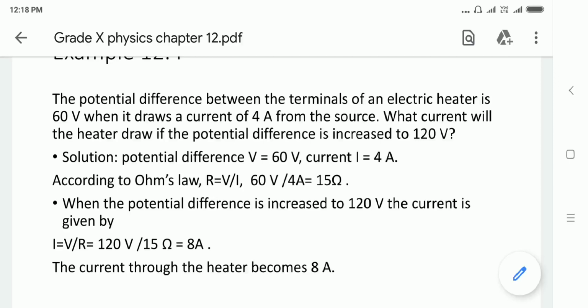Now in the second case, it says that if the potential difference increases to 120 volt, right? If the potential difference is 120 volt and the resistance value is the same as we derived from the previous one, 15 ohm, for that we need to get its current value. So I equals V by R. V is 120 volt, the resistance value is 15 ohm, so the current is 8 ampere. So the current through the heater becomes 8 ampere.